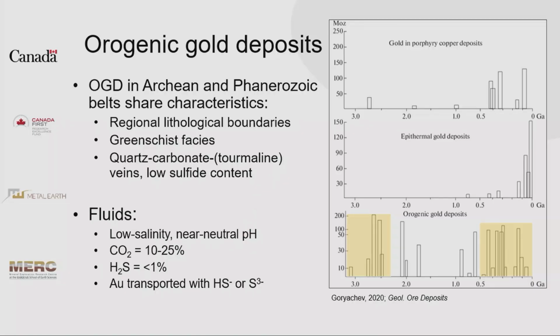So we've been talking a lot about orogenic gold deposits, and one of the things that I find fascinating about them is that they seem to share characteristics throughout time, whereas other gold deposits show some sort of temporal variation through Earth's history. Most of these deposits, Archaean or Phanerozoic, form at major lithological boundaries, are typically in greenschist to lower amphibolite facies, and the vein sets are usually quartz carbonate and sometimes tourmaline. And the carbonate is quite characteristic of these deposits.